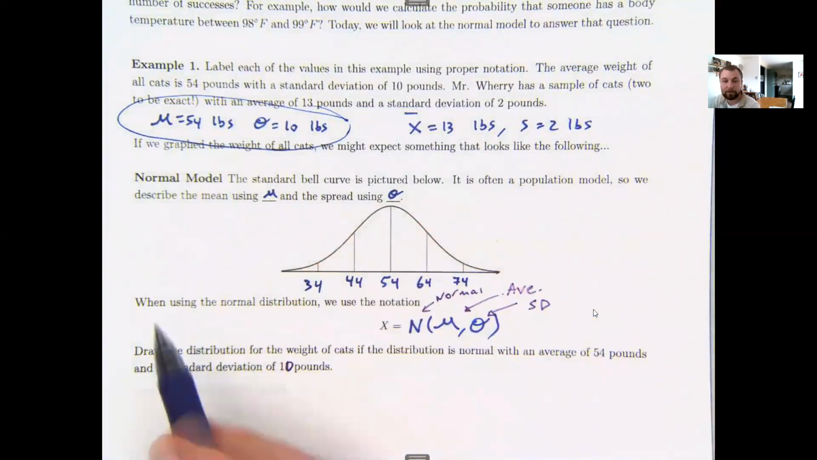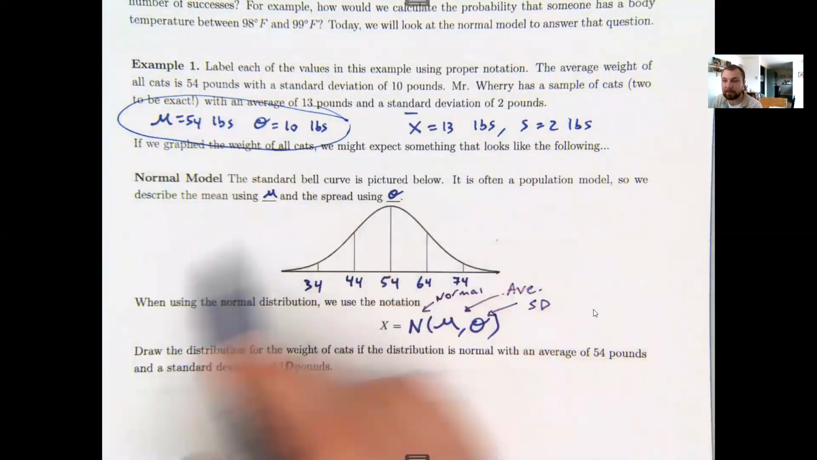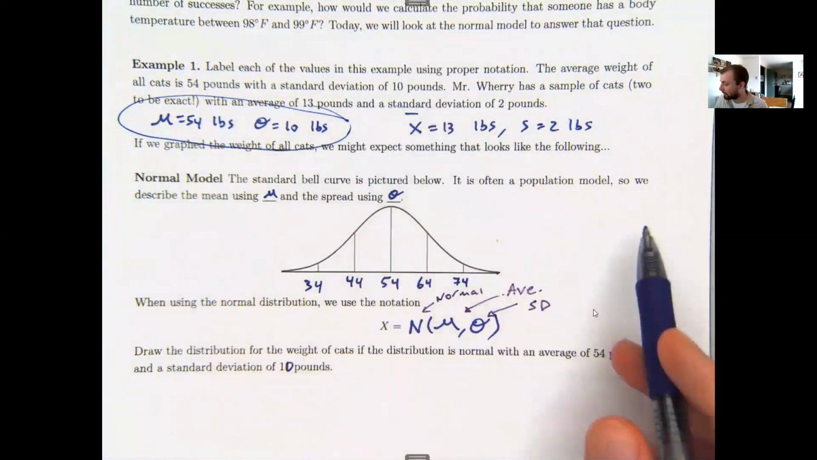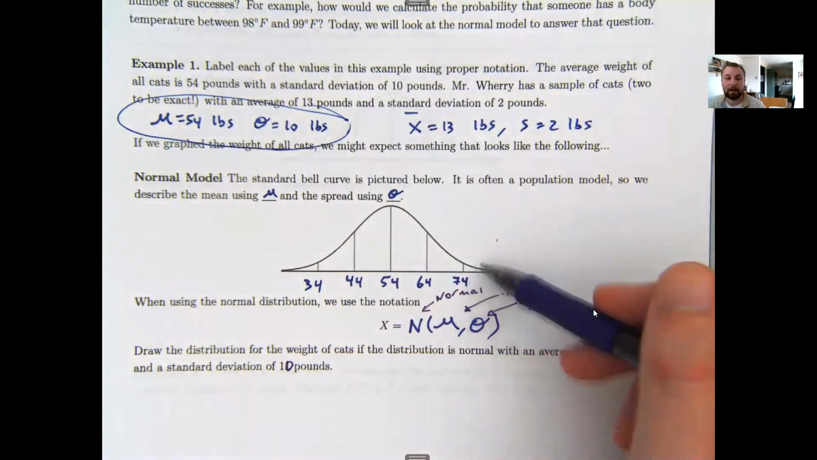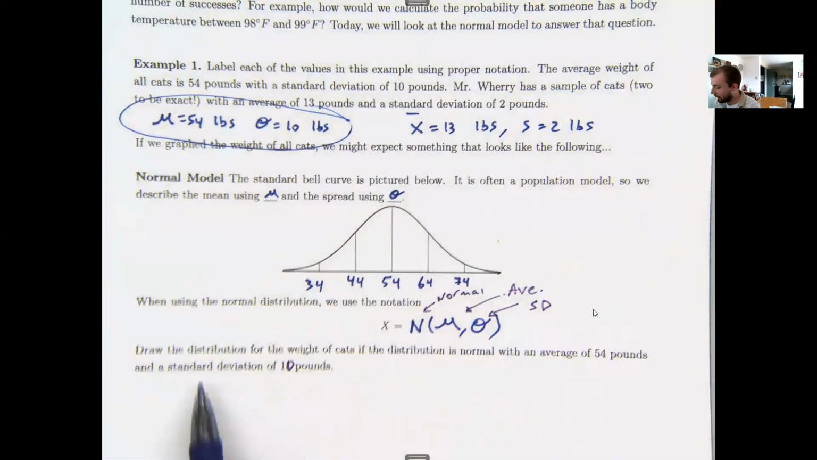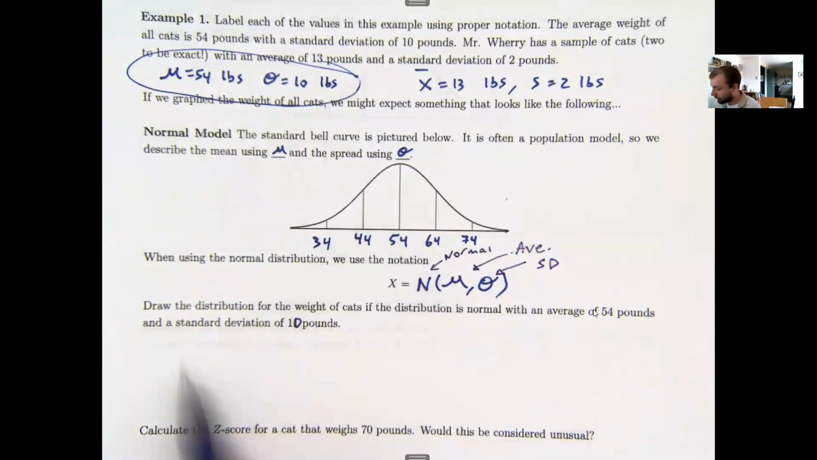So I can get a feel for sort of the likelihood of weights if I'm looking at all big cats. 54 is fairly likely. It's somewhat unlikely that I would get something like 80. I've drawn the distribution here.